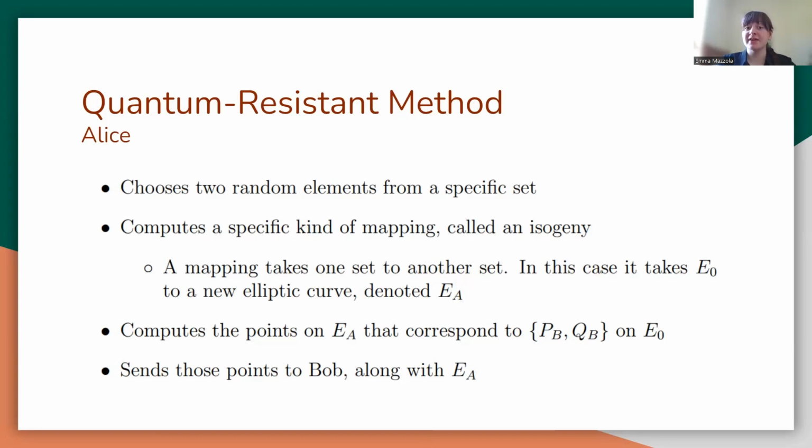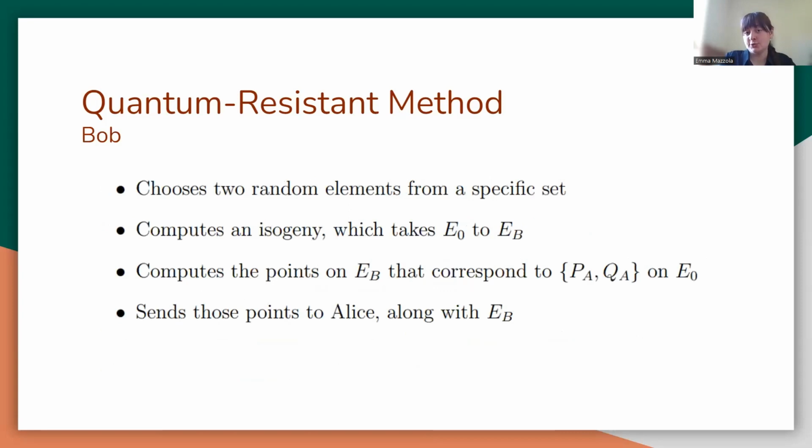So she finds the ones on her new curve that correspond to those, and she sends them to Bob along with the curve E sub A. Then Bob does almost the same thing. So he also generates a set using some of the public parameters. He picks 2 random elements and uses them to compute his isogeny, which goes from E sub 0, the public curve, to E sub B. That's his new one. Then he computes the points on E sub B that correspond to some of the base points. And then he sends those points to Alice along with E sub B.